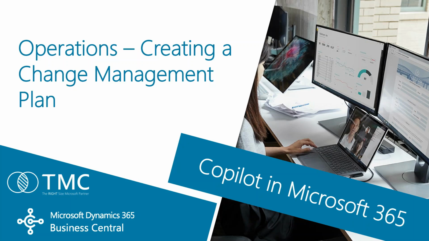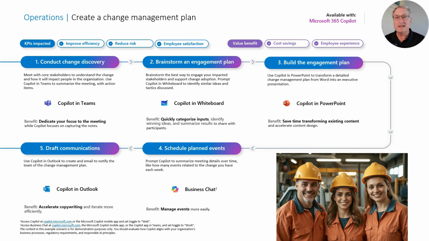I want to show you how an operations team might use Copilot to help create a change management plan for a project they're undertaking. So let's take a look at it. The operations team is going to use Copilot in quite a few different ways to help them put together a change management plan. First of all, we're going to use Copilot to look at meetings in Teams and summarize that information. So let's go take a look at Teams.